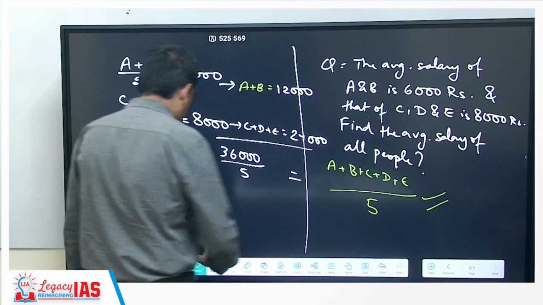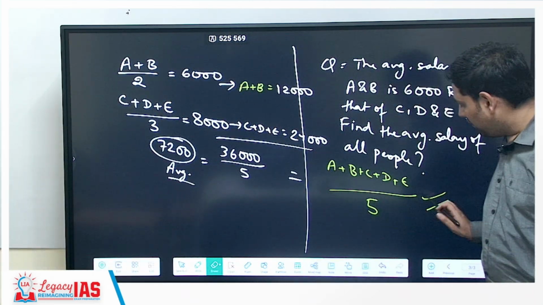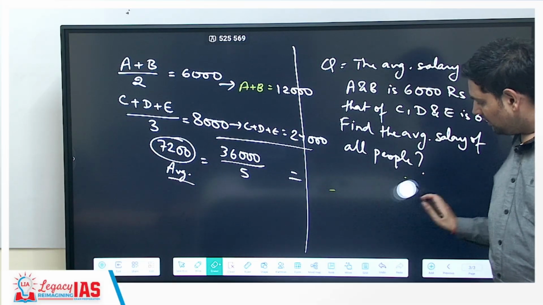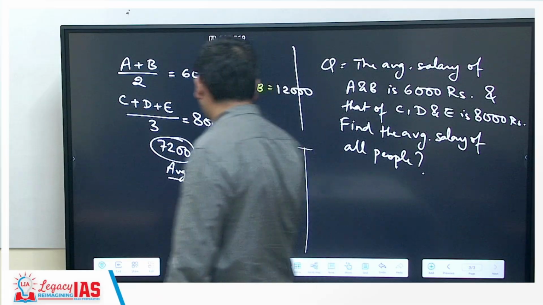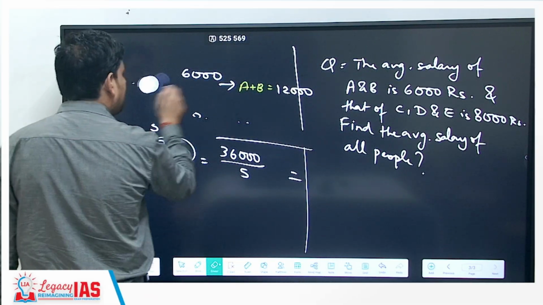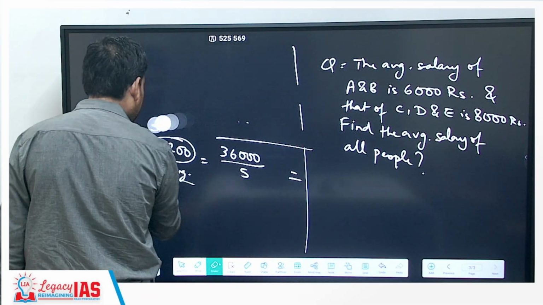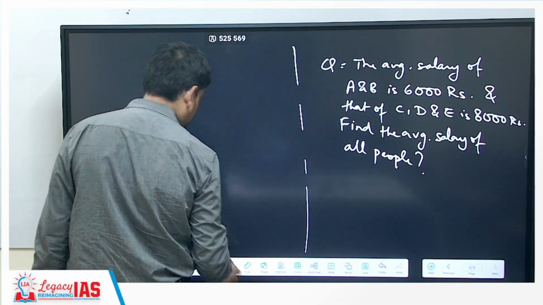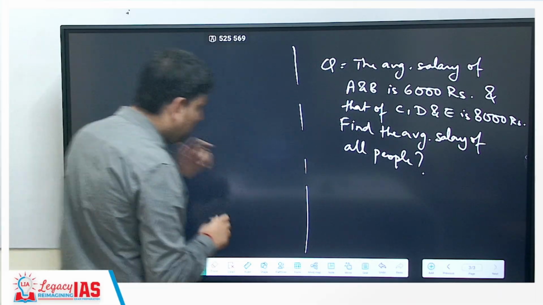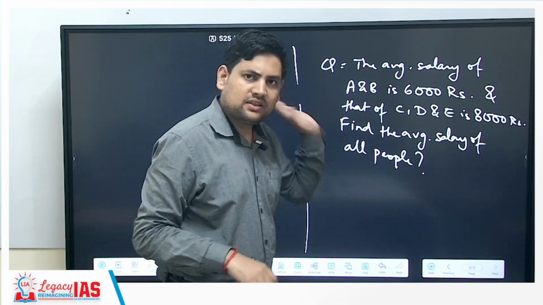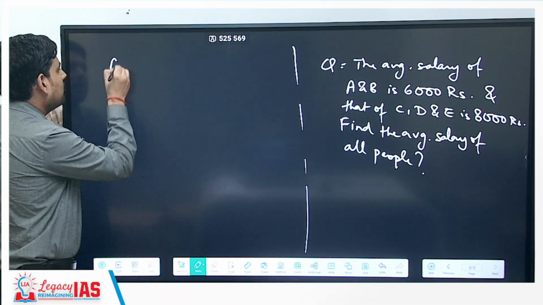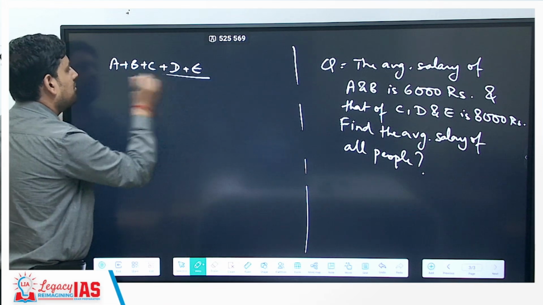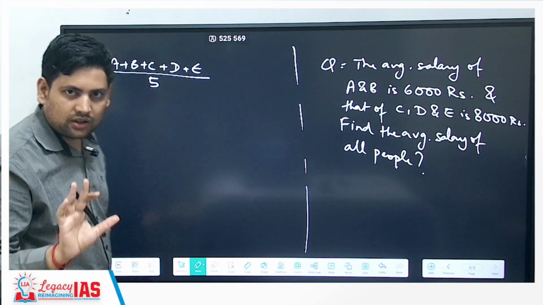But we won't be doing it like this. Now understand how we usually write it. Everything is exactly the same, just our way of writing changes. This increases our speed. See how you write. Whatever I want to find, I will just write it. So what do I want to find? I want to find A plus B plus C plus D plus E by 5. This is what I want.